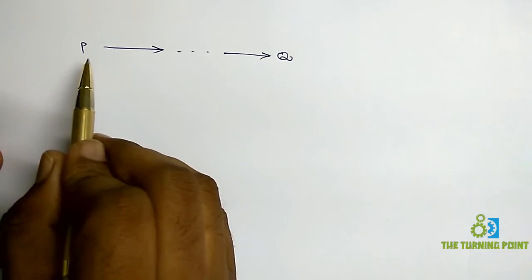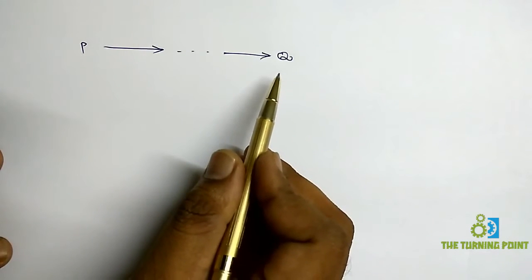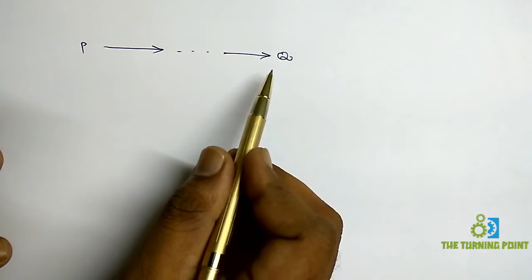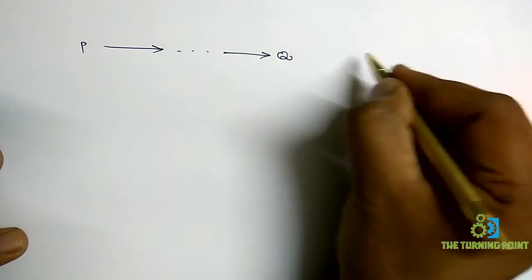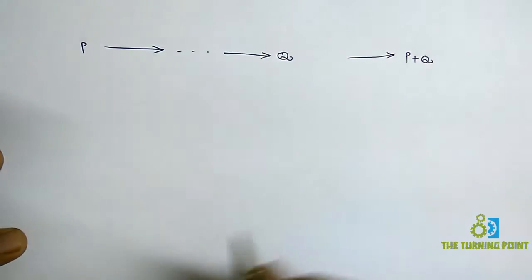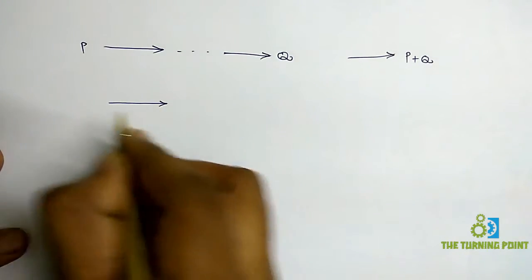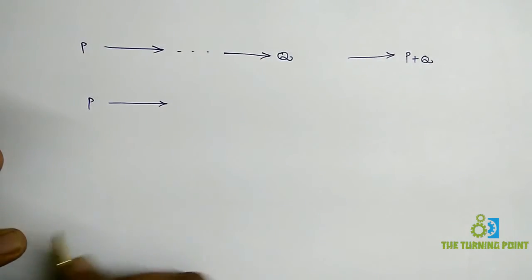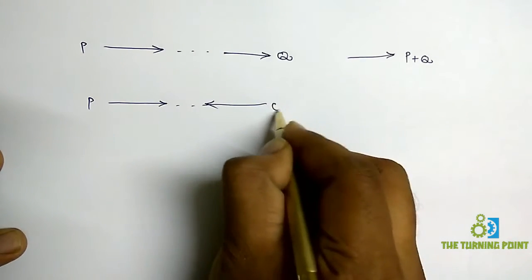So P is the magnitude of this force and it is along the positive x direction. Q is the magnitude of the second force and it is also along the positive x direction. Then I can say that the resultant will be equal to P plus Q and it is also along the positive x direction. Suppose I consider one force P in this direction and another force along the same line of action in the opposite direction.